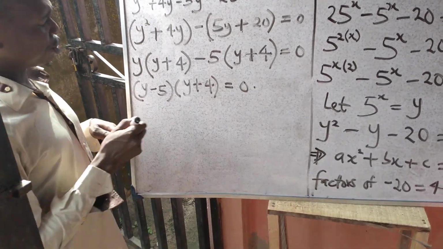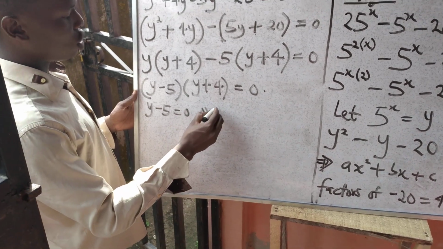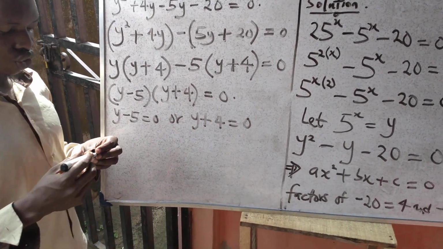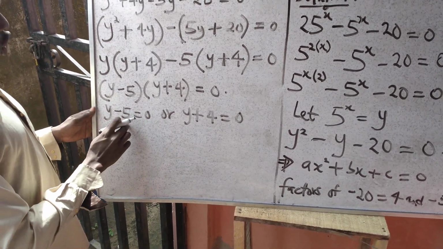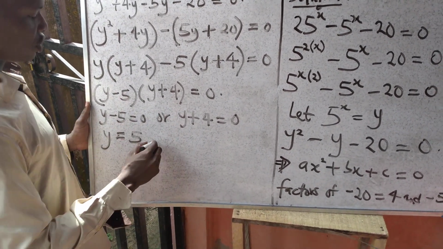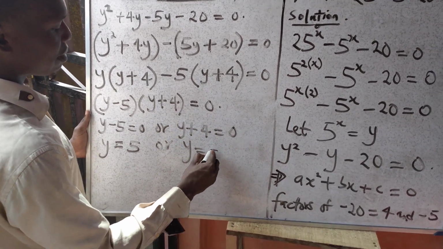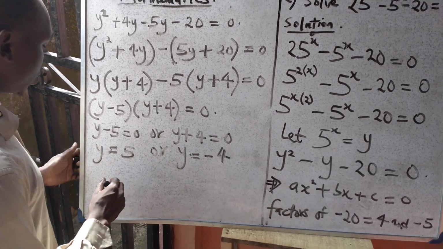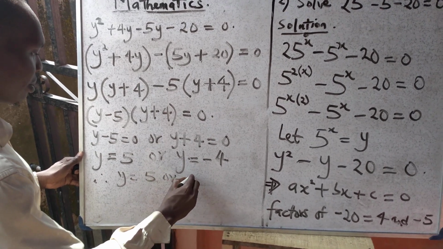Okay, and what else do you do? This now becomes y minus 5 equals 0, or y plus 4 equals 0. So we're going to get two roots of the equation. Now y equals, take minus 5 over here, it becomes 5, or y equals, when plus 4 crosses the equality sign, it becomes minus 4. Therefore y is equal to 5 or minus 4.